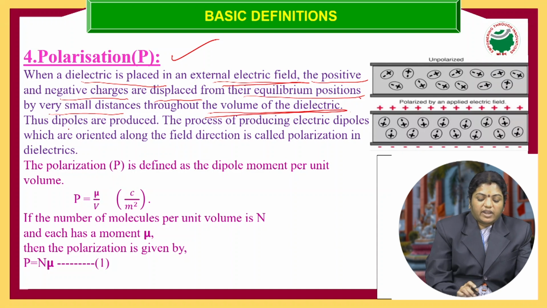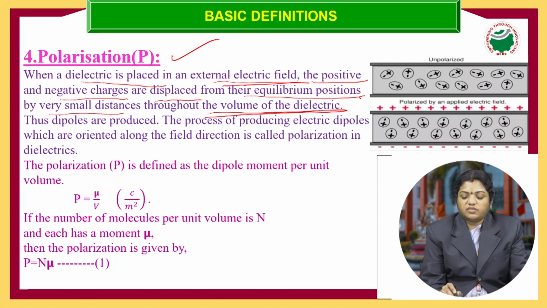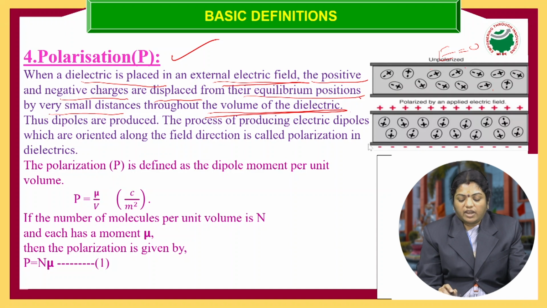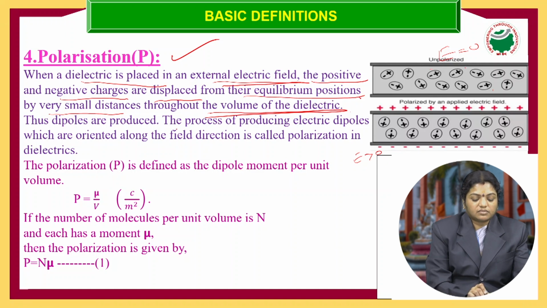So you have to observe this. Without an electric field, there is no polarization. Without an electric field, the electron cloud and nucleus are in equilibrium position. Whenever you apply the electric field, what happens? All the positive charges are oriented along the field direction. So thus dipoles are produced.